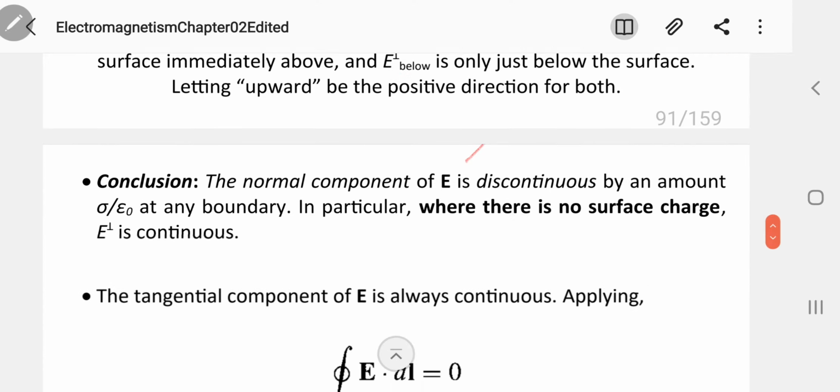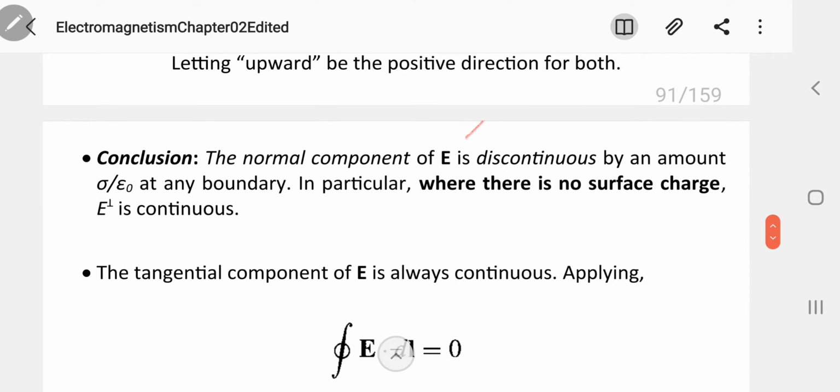So, conclusion. The normal component of the electric field is discontinuous by an amount sigma over epsilon sub O at any boundary. In particular, where there is no surface charge, the electric field is continuous. So if the electric field passes through a surface without electric charge, the sigma there would be 0, so the electric field in that case would be continuous.